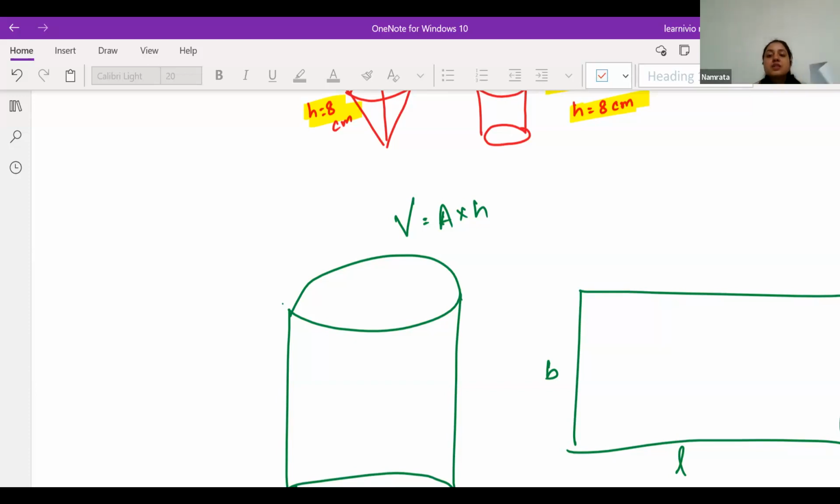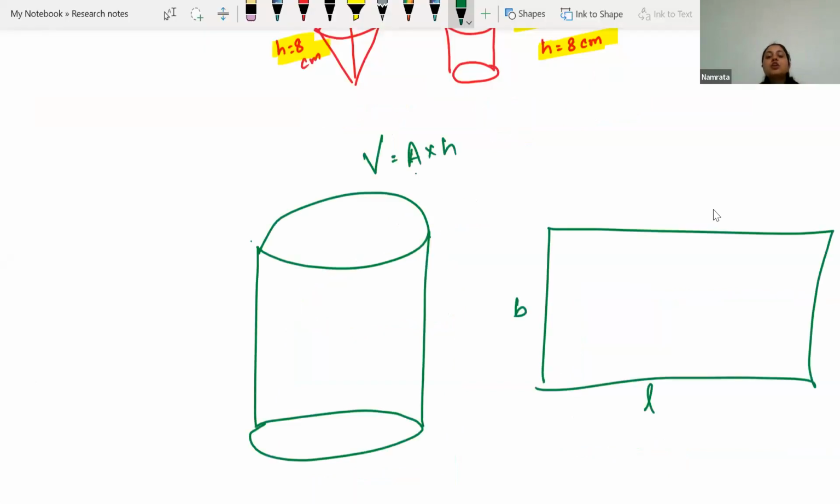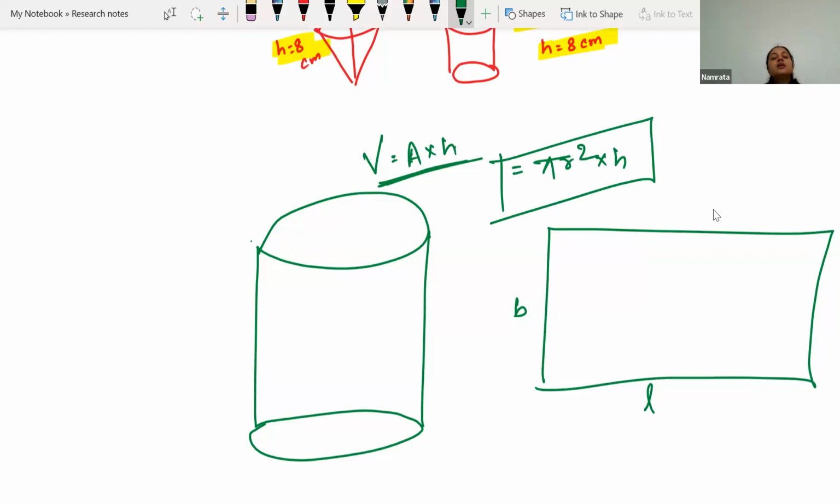The length working that way gives you the surface area. Here we are talking about the volume. Volume comes from the formula area into height. Area means the circle which we are getting, that circle area is pi r square, and height is h. From here only we got the volume of the cylinder.